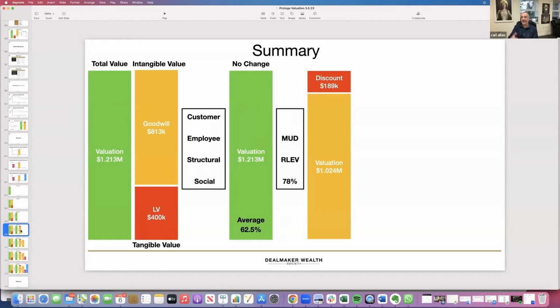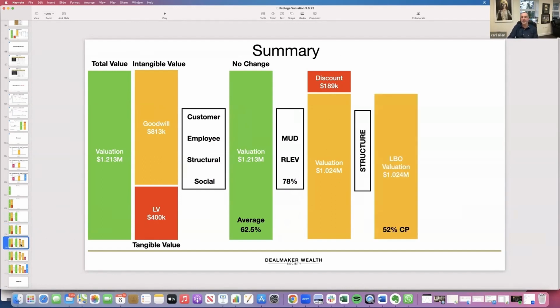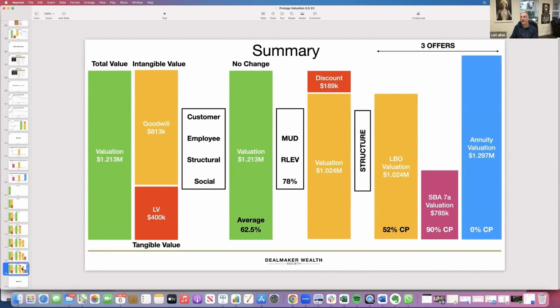We then looked at seller psychology. That was really high at 78%, so that gave us a discount and brought the valuation back down to close to $1 million. And then when we looked at the three structures, the 1.024 would be the LBO model, 785 would be your SBA valuation, and 1.297 would be your valuation if you were going to have no closing payment and you were going to go down the straight 10-year annuity.